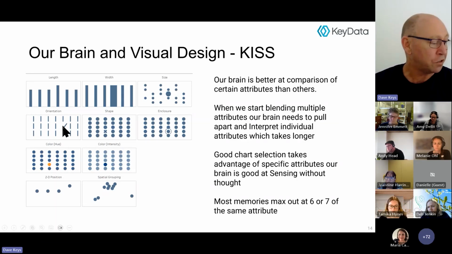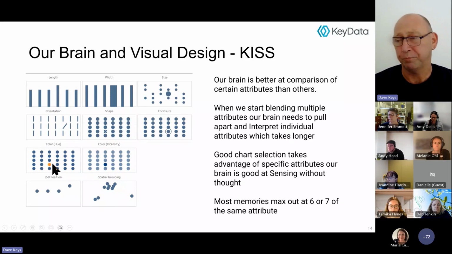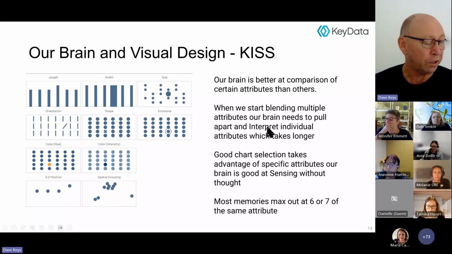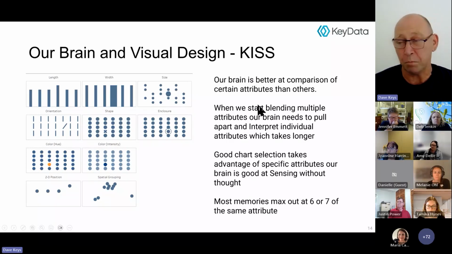Because really a pie chart is a combination of angles, width or size, and color. So instead of doing one attribute, we're interpreting three and we're layering them on top of each other. It's much more complex for the human brain to get to work around. So the best way of doing this is to keep it as simple as possible.